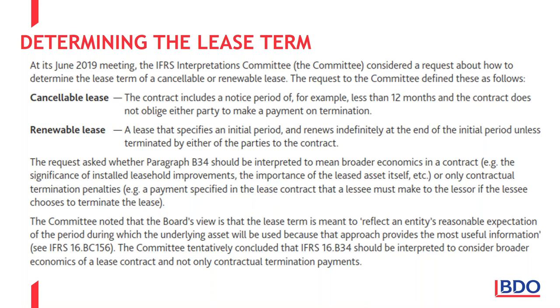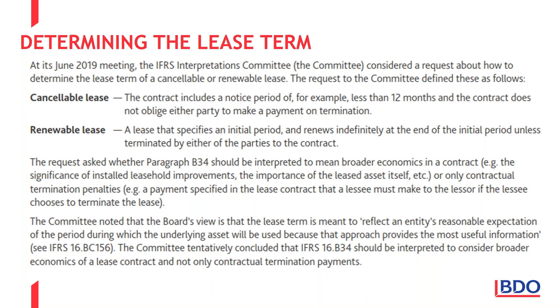contract does not oblige either party to make a payment on termination. So either party can walk away. They have to give notice of less than 12 months. You know, do we think that should be included in a lease term? The other one is a renewable lease, and they are very similar.